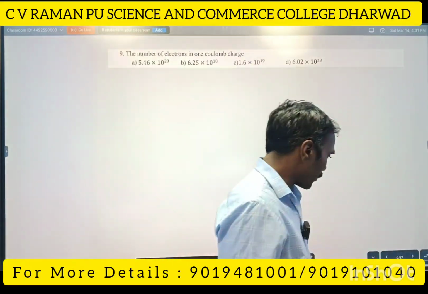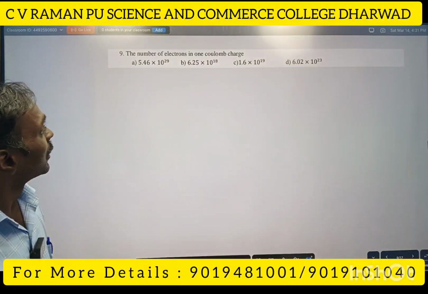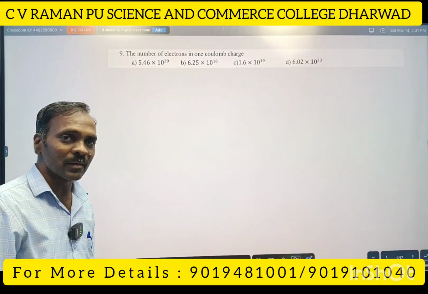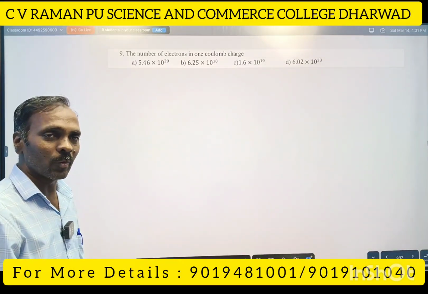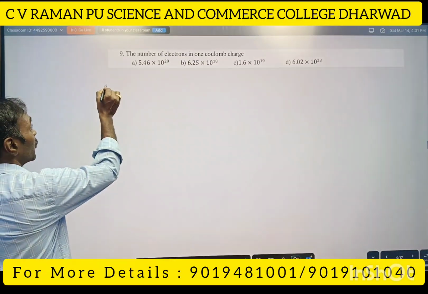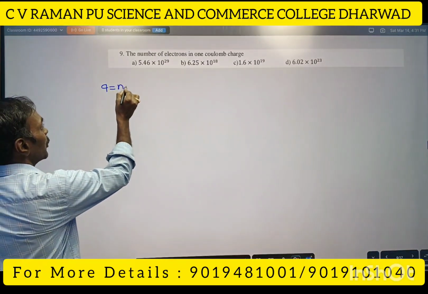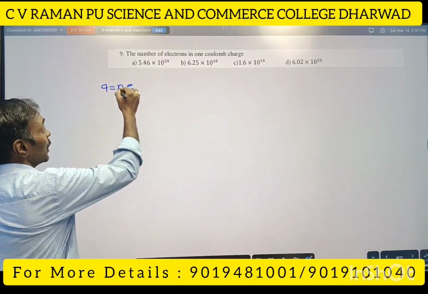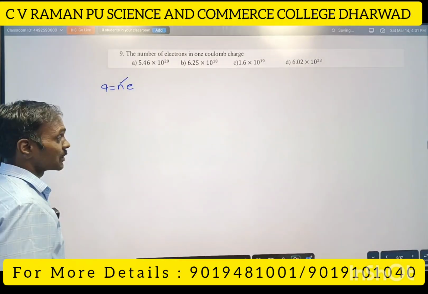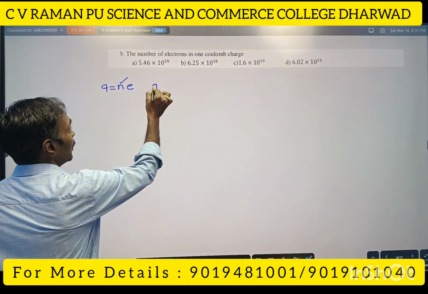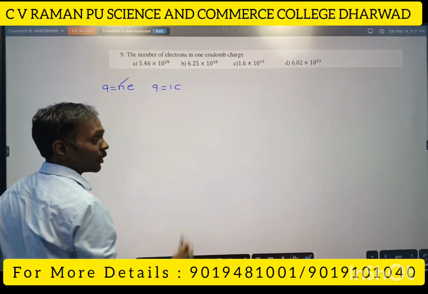Next, we will solve question number 9. Number of electrons in a 1 coulomb charge. How many electrons make 1 coulomb charge? According to the quantization rule, Q is equal to N into E, where N represents the number of electrons. What we have to calculate? How many electrons are there in a 1 coulomb charge?